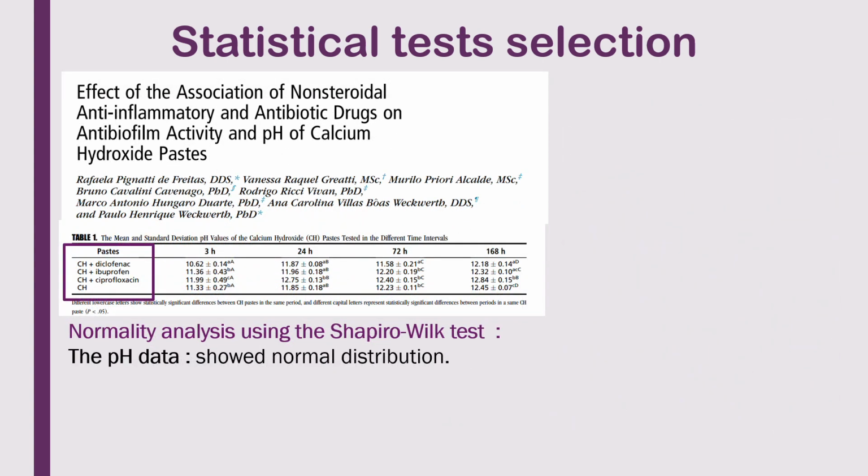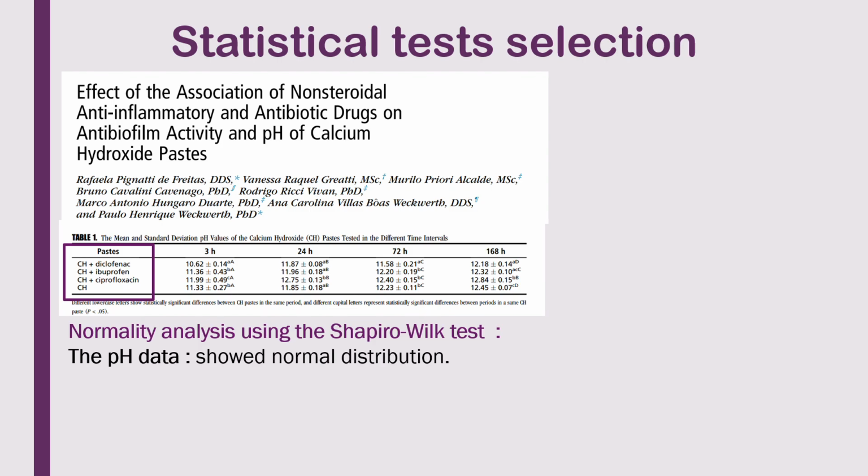For the second dependent variable in this study, which is the pH, actually these authors target only to compare the 4 different groups to others. There is no comparison carried out within one group at different time intervals. So again, here we are dealing with unpaired data.